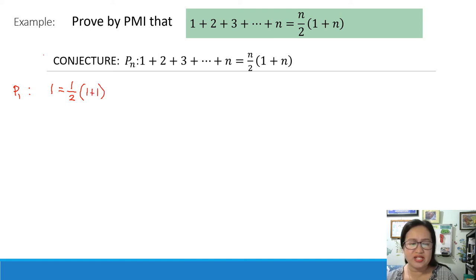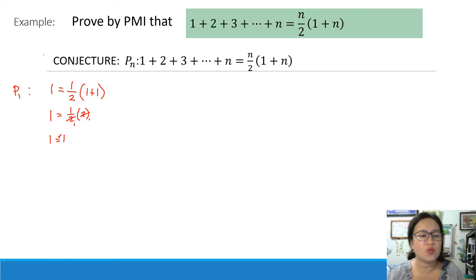We need to prove that these two expressions are really equal. So simplifying the expression at the right, we will have 1 over 2 times 1 plus 1, that would be 2. We can cancel this out. 2 divided by 2 is 1, 2 divided by 2 is 1. Hence, we will have 1 is equal to 1. Now we have verified that the conjecture is true when n is equal to 1.